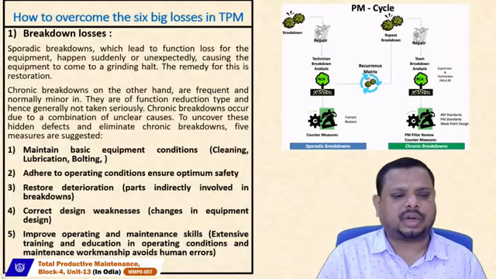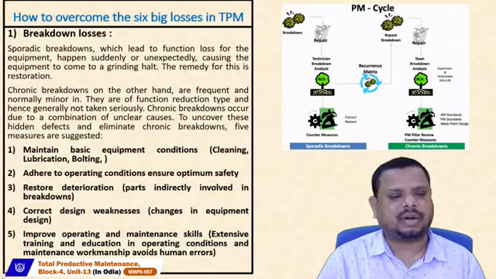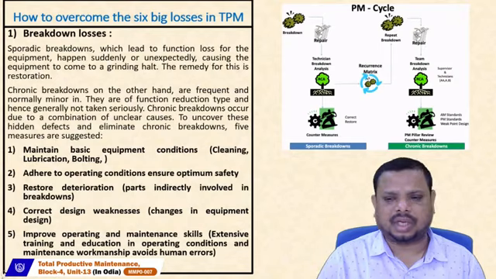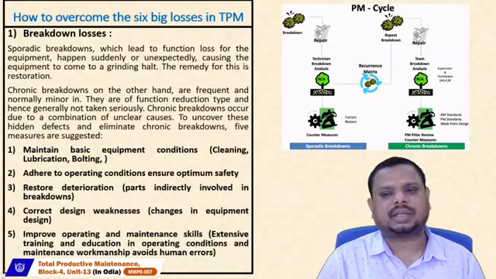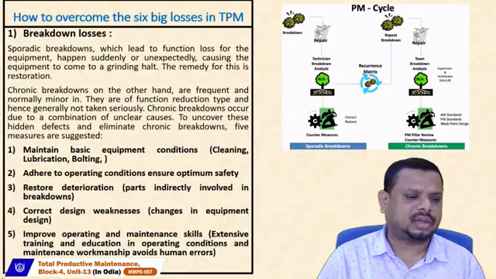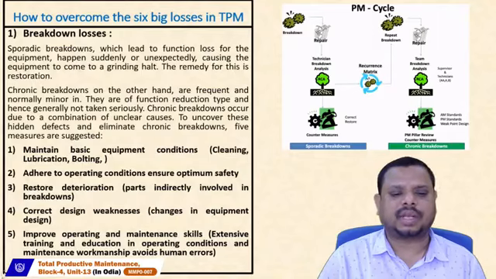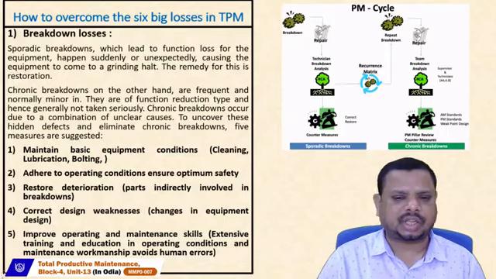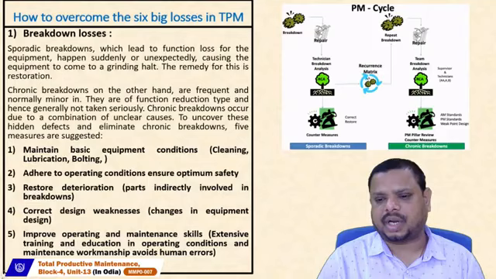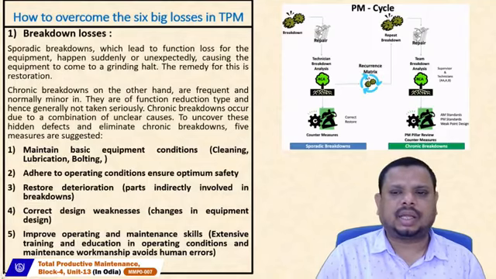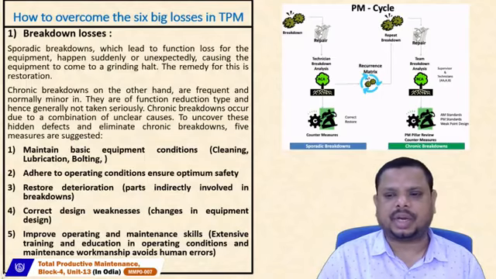The next one is restore deteriorations. That means parts indirectly involved in breakdowns. So if it is a gearbox, it consists of a number of sub-parts and sub-assemblies, so in that case you have to immediately go for restoration. Then the next one is correct design weaknesses. In that case, you have to change the equipment design. It is not possible on the shop floor, but you have to immediately inform the maintenance manager, so that the design weakness can be eliminated by changing the equipment design.